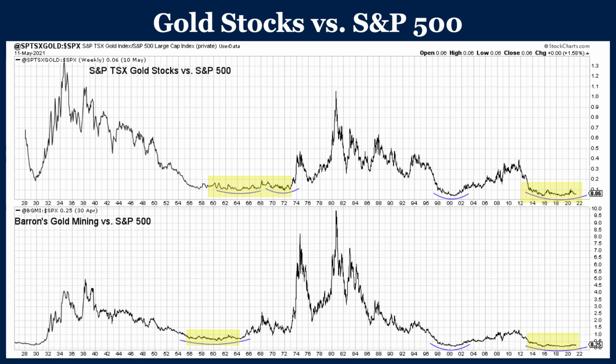So first is a historical look at the gold stocks against the S&P 500. This is almost a 100-year look. We've got the two historical indices here, the S&P TSX Gold, and then the Barron's Gold Mining Index at the bottom. Now, I added some data I have from another index from 1927 to 1938 onto the Barron's Gold Mining Index, which starts in 1938. So both go back almost 100 years. That's excellent. I love these historical charts.